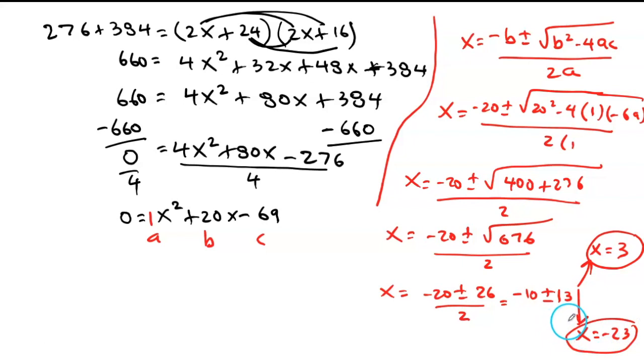But remember, I'm doing the width of the frame. So my answer is x equals 3. Alright? Not the negative one. Doesn't make sense whatsoever. Let's do the second one.